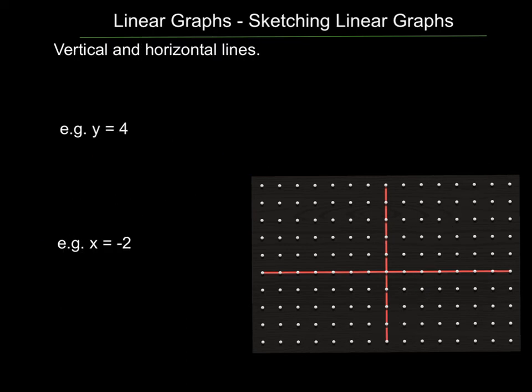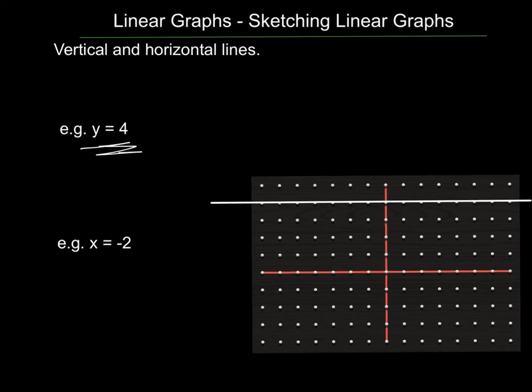There are two special types of linear graphs. This one here, y equals 4, means that it doesn't matter what x is, y is always equal to 4. So for that graph there, I just need to draw a line where y is always equal to 4. And that's a horizontal line like this.